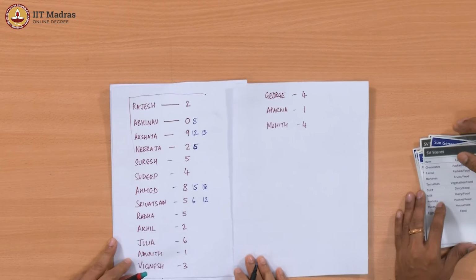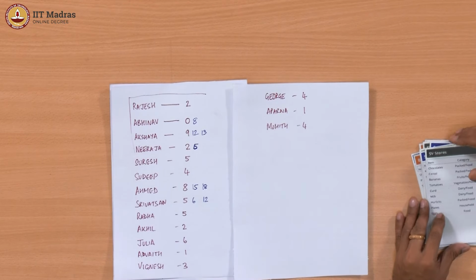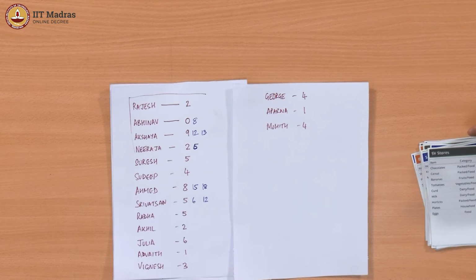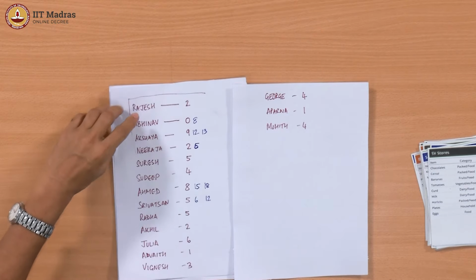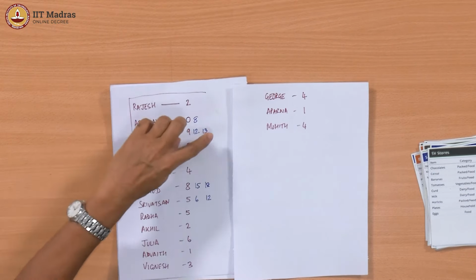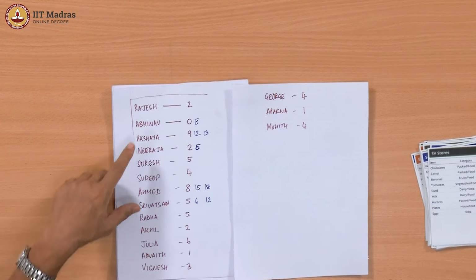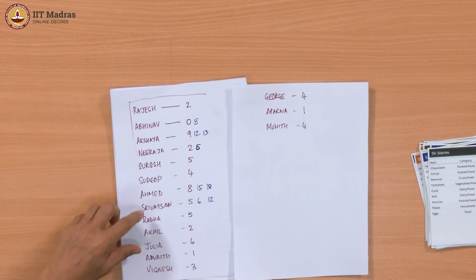So now we have a dictionary with all the names of all the customers who appear in this list of bills. And for each of them we have the count of food items. Rajesh has bought 2 totally, Abhinav has bought 8, Akshay has bought 13, Ahmed is I think the winner with 18. Then Akshay is the second with 13, Srivatsan is third with 12.